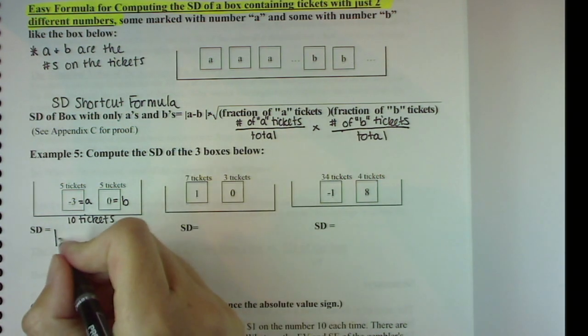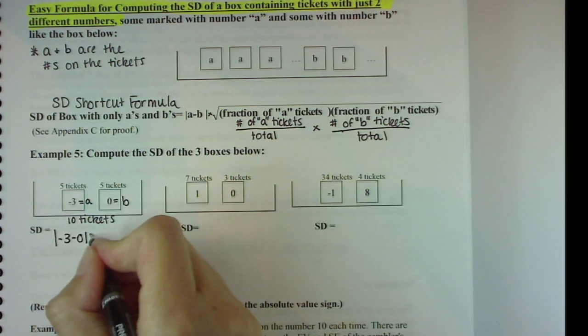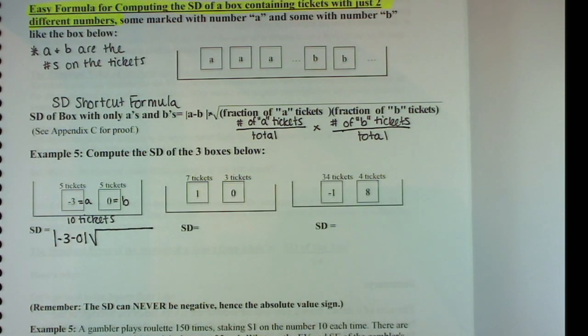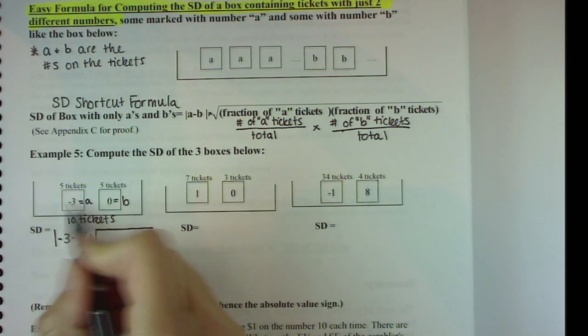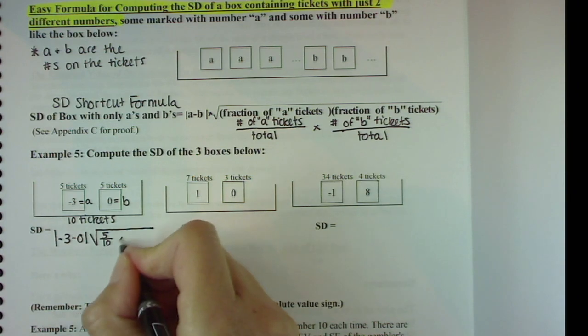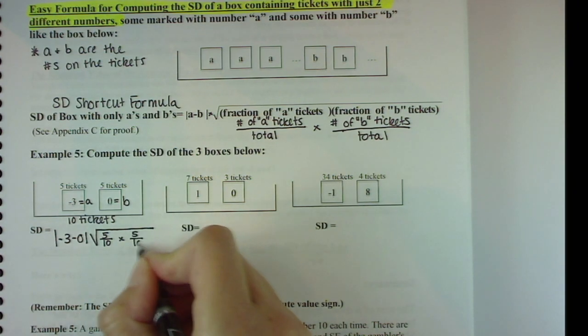So A minus B, so I'm going to do negative 3 minus 0 times the square root of the fraction of A tickets. So how many A tickets are there? There's 5 out of 10. The fraction is just 1/2 times the 5 out of 10.